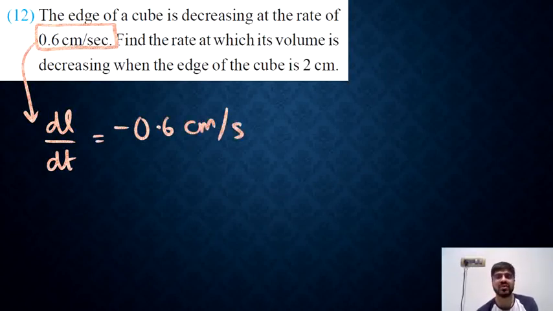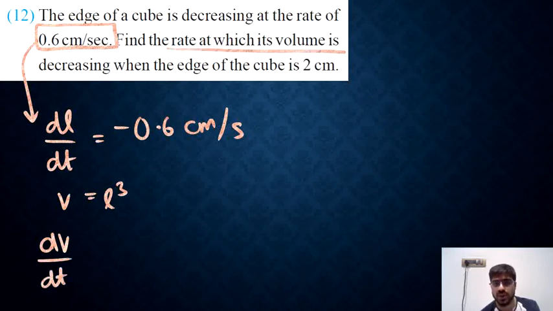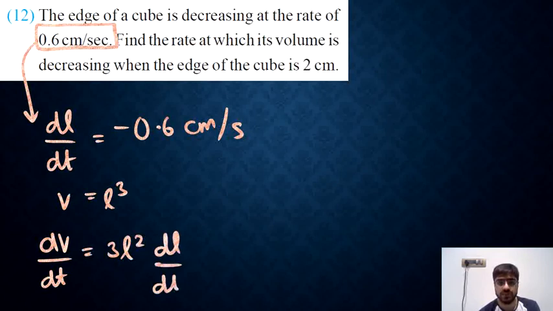Had it been increasing, we would have taken it as positive. Because it is decreasing, we are taking it as negative. Find the rate at which the volume is decreasing when the edge of the cube is 2 centimeters. So the volume of a cube is given by L cube. The rate of change of volume is what they are asking, right? So dV by dt will be 3L square dL by dt.